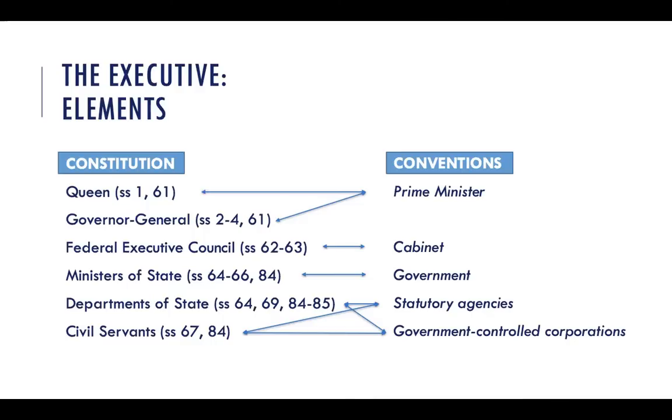There are also the government-controlled corporations, so state-owned companies like the ABC, the Australian Broadcasting Corporation, Australia Post, and the NBN Corporation. So great internet for you. And of course, these agencies and corporations and departments wouldn't work if they didn't have civil servants or public servants who work at the departments and the agencies.